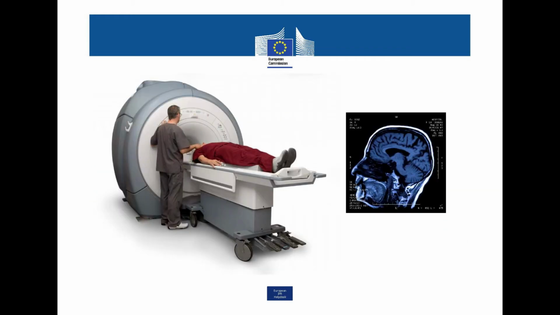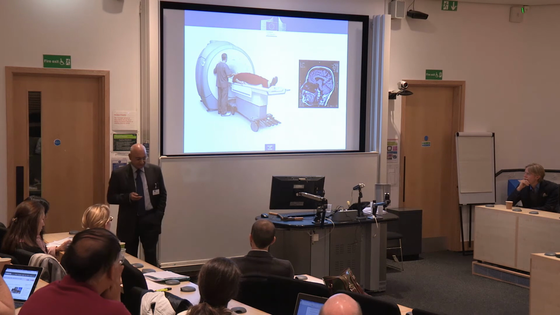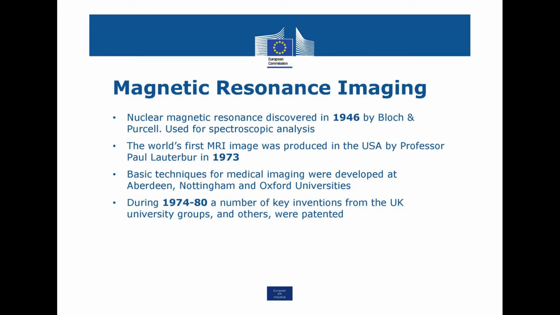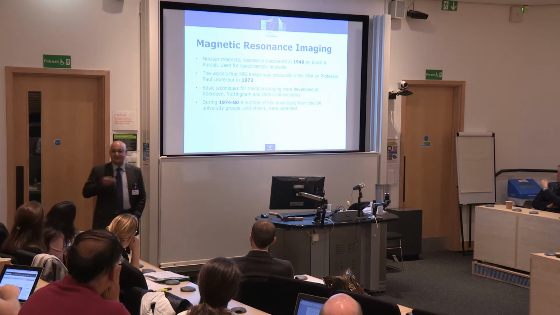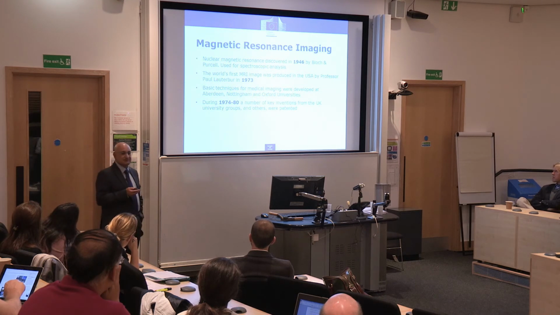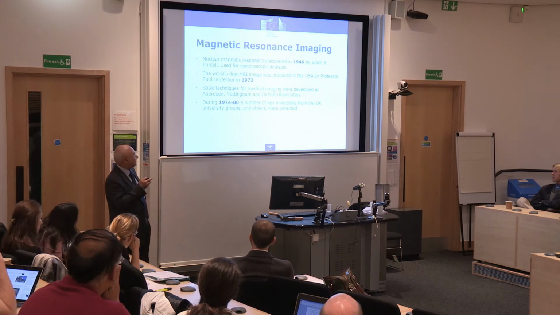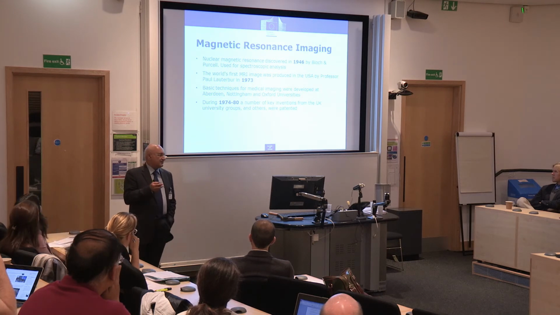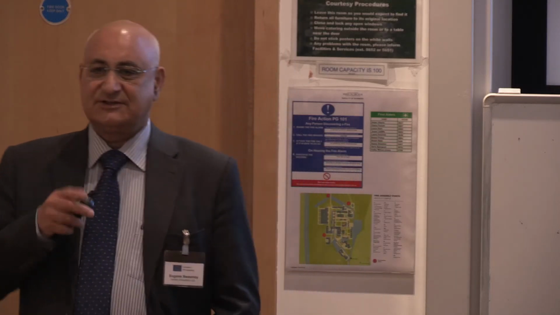Finally, this is the last one. This is magnetic resonance imaging. Again, the nuclear magnetic resonance technique was discovered in 1946, and it was used for spectroscopic analysis. And then in 1973, Paul Lauterbur produced the first medical MRI image. By then, I think they decided to lose the N, because it was originally nuclear magnetic resonance, but they didn't like the word nuclear, so it became MRI.